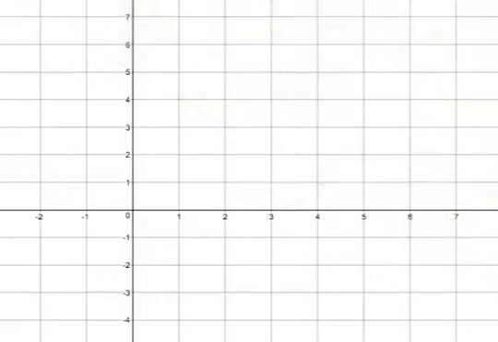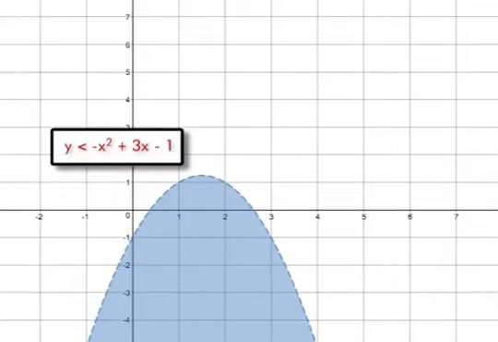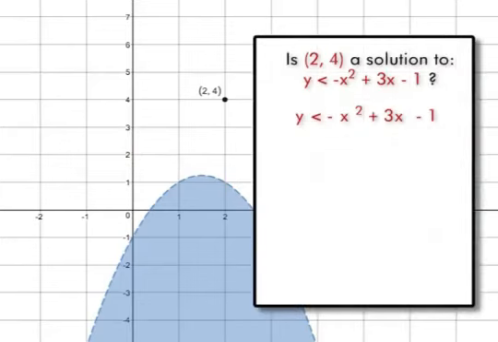Next up, we're going to look at a quadratic. So here you see the graph of y is less than negative x squared plus 3x minus 1. And we're going to pick 3 points to test out on this one. First one we're going to test is the point 2, 4. So algebraically, we're going to substitute in a 2 and a 4, 2 for x, 4 for y.